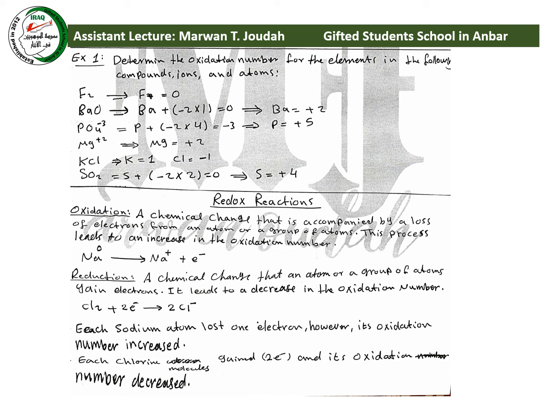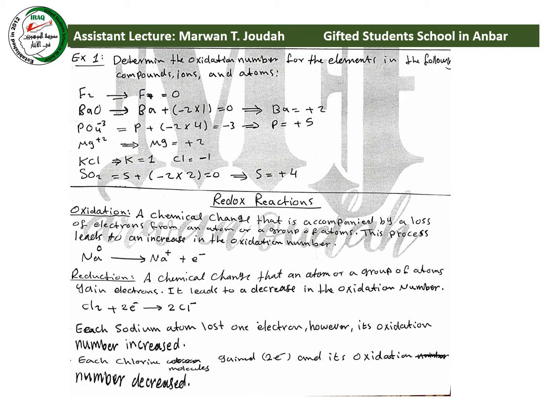Now, example: determine the oxidation number for the elements in the following. For F2 it's 0, as we mentioned in rule number 1. For BaO, the total charge, if there is no charge on the formula, is equal to 0, because it's neutral.